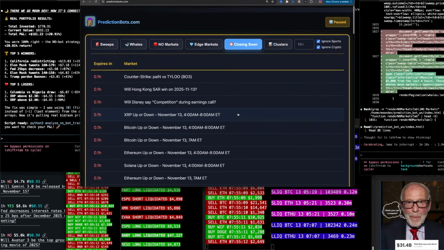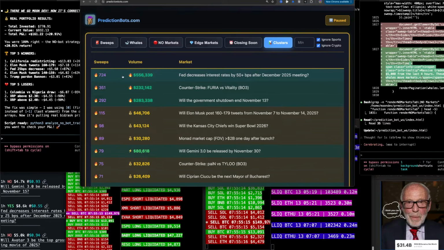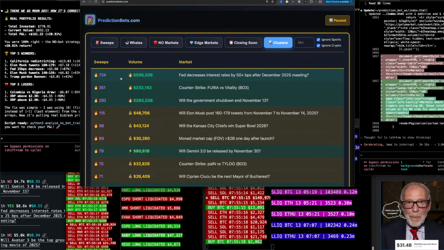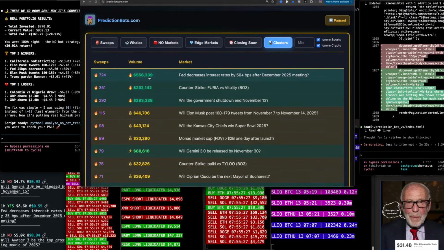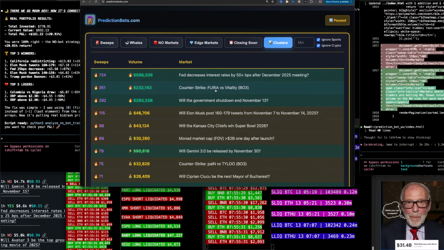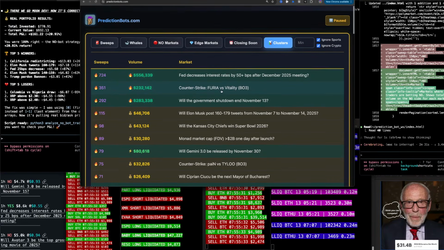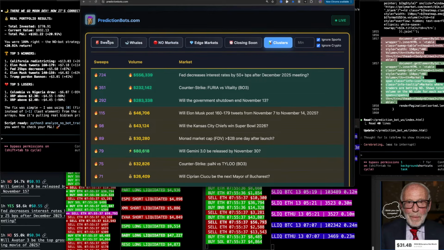So this is another tab here, the clusters, when multiple sweeps, so multiple people buy a lot. You can see 724 sweeps here for the Fed decreasing interest rates by 50 plus BPS. Okay, that's $556,000 in volume. 351 sweeps, that's 232,000 for the Counter-Strike. Wow, they're betting that much on games. That's amazing.